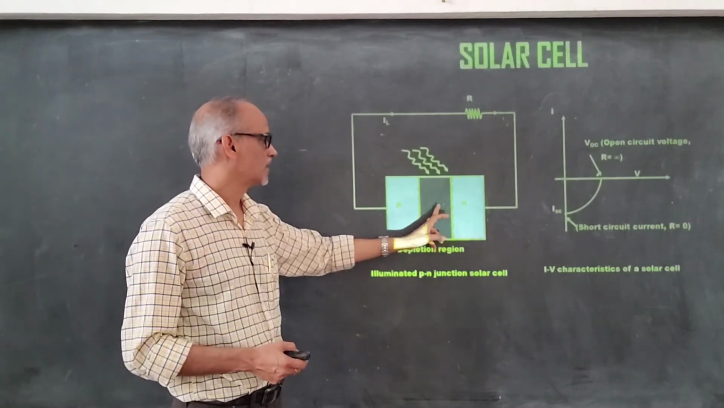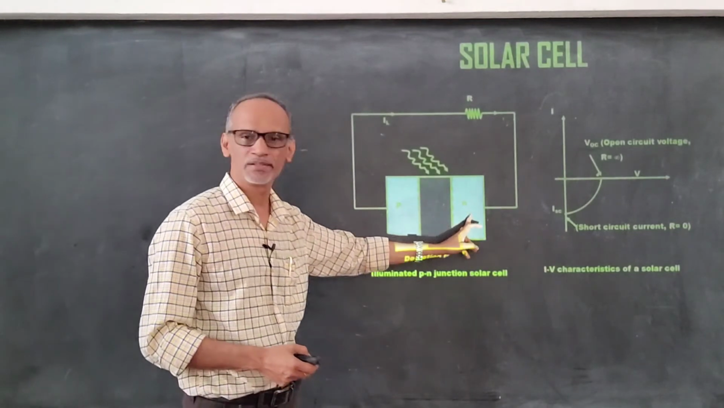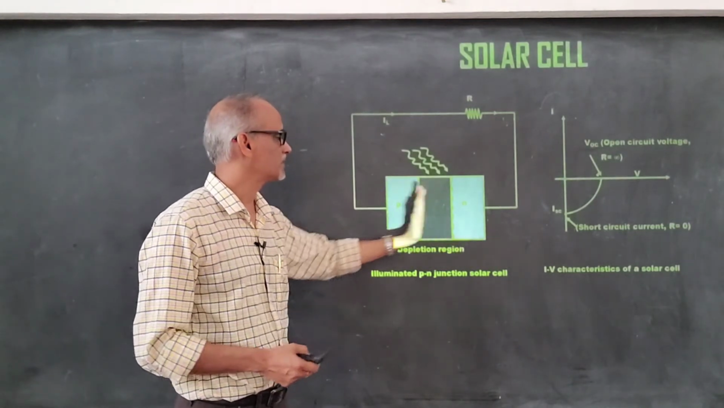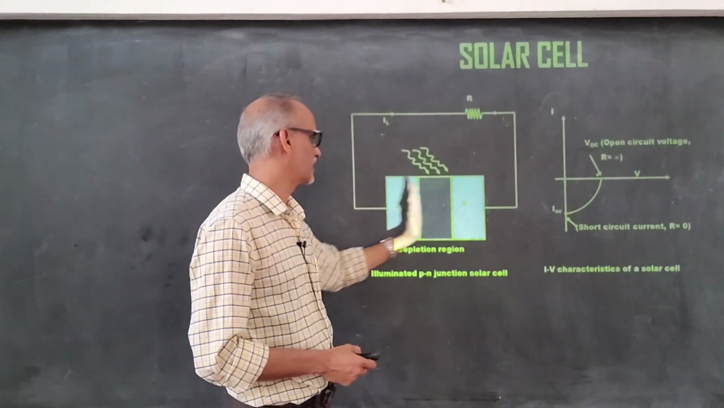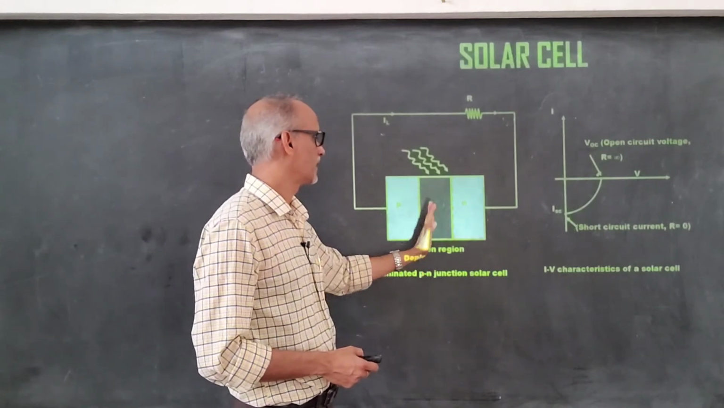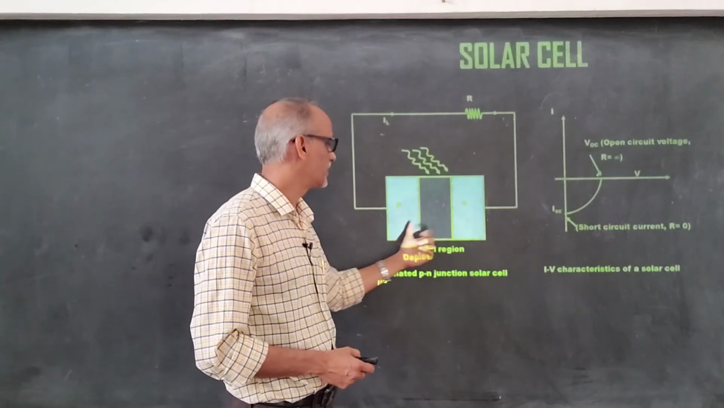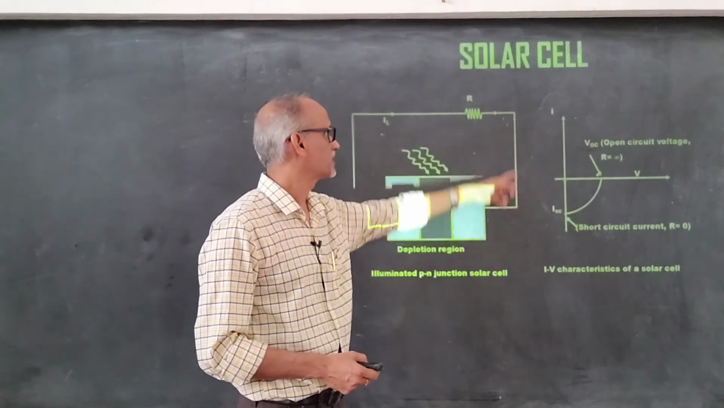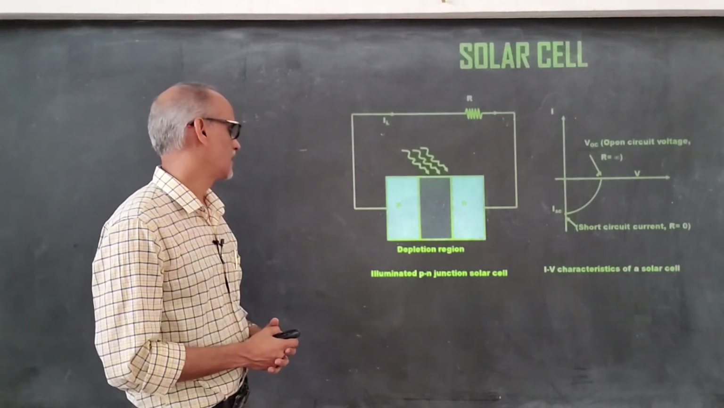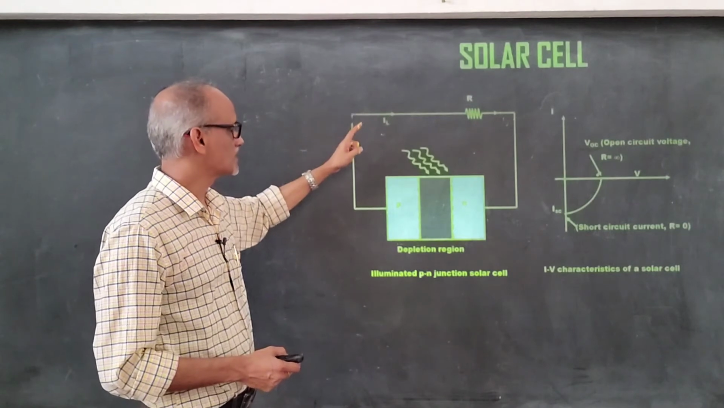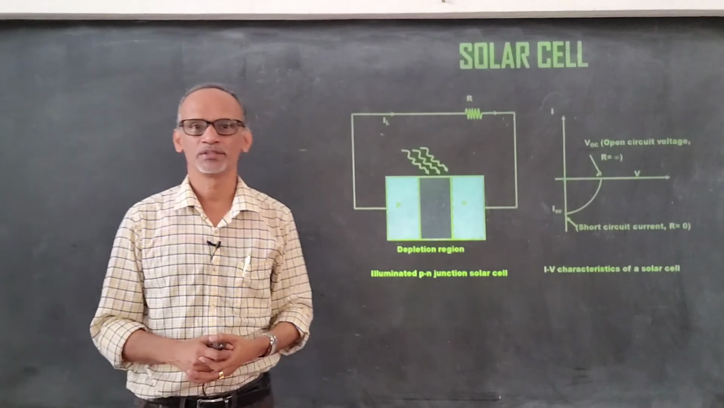And these holes and the electrons, the electron moves towards the N region and holes move towards the P region, and the separation of the charges takes place. And once they are separated, they are collected, collection of the charges takes place, and that creates an EMF between the P region and N region. And if connected to an external resistor, the flow of the current takes place, and that is how in solar cell the light energy is converted into electrical energy.